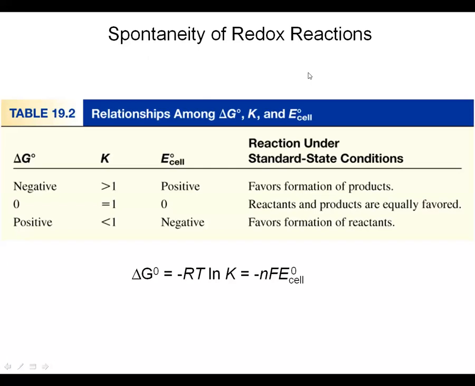Now, if you didn't have that salt bridge, at some point you would build up some negative charge and positive charge on each side of those beakers, and that would eventually make the cell not function as properly as it should.